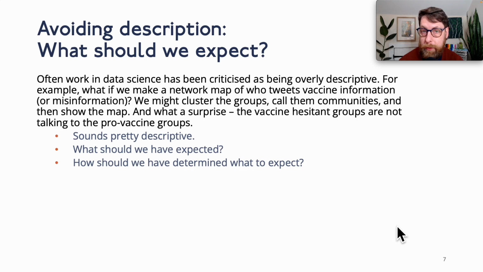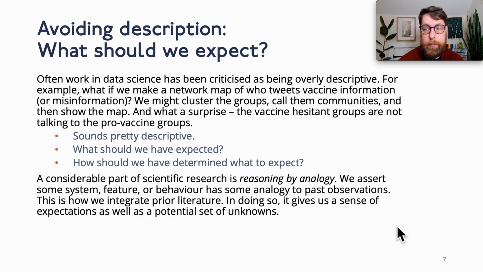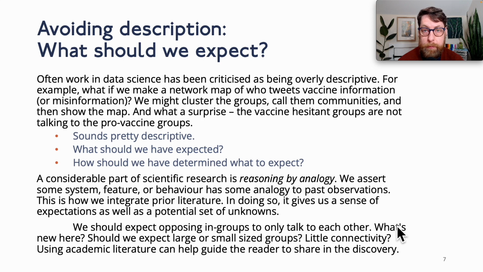But the reality is, by doing that in either direction, we're then going to have something that allows us to arbitrate expectations and observations. Now, a considerable part of scientific research is reasoning by analogy. And so we start with some system, feature, or behavior that has some analogy to past observations. We don't need to go through, certainly, another pandemic in order to get a sense that there are going to be some hostile groups that are going to treat others as in and out groups and just not talk to them.